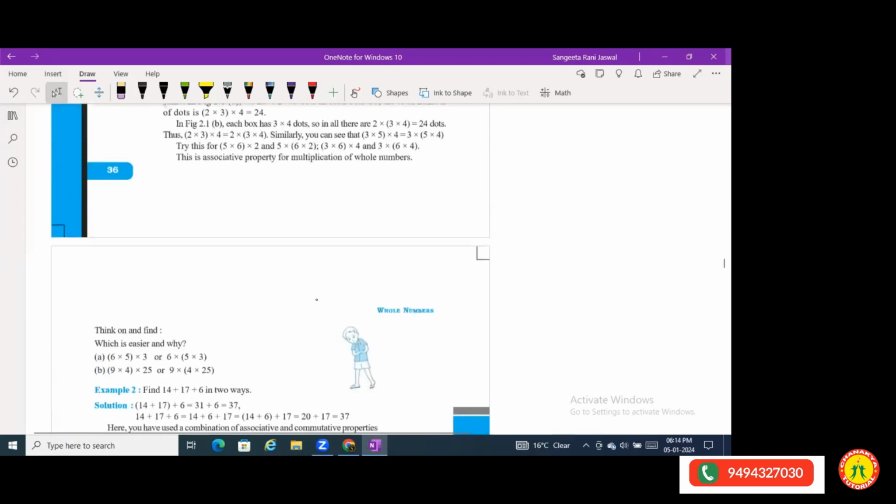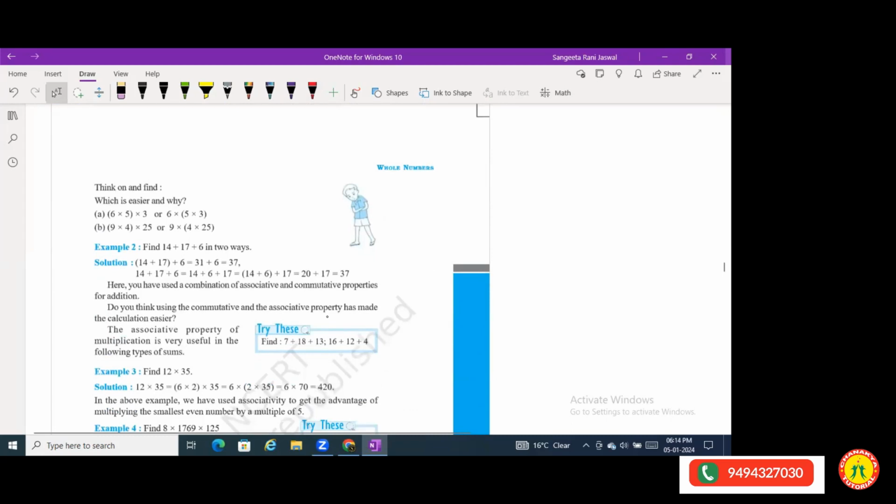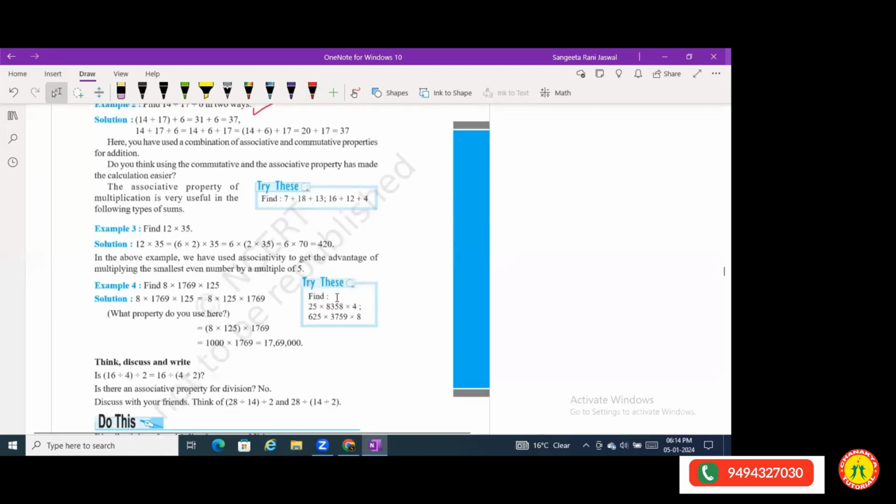Let's move ahead. Let's see one example here. Find 14 plus 17 plus 6. You all know addition, and you will say, ma'am, this is so simple, I can add all the numbers like this. But the smarter way to add such numbers is like this. What they have done here is just to show you commutativity and associativity, not a proper arrangement. Let's see the proper arrangement of things.